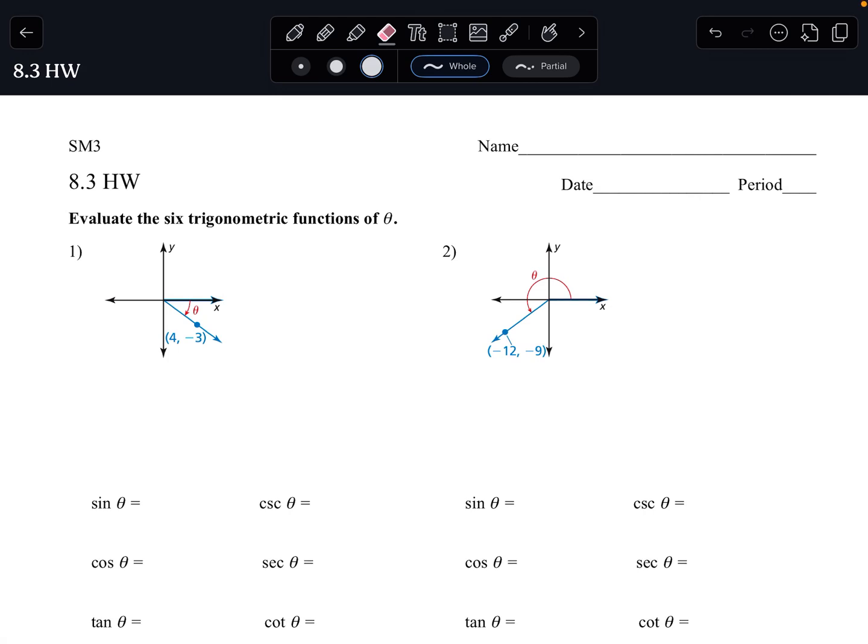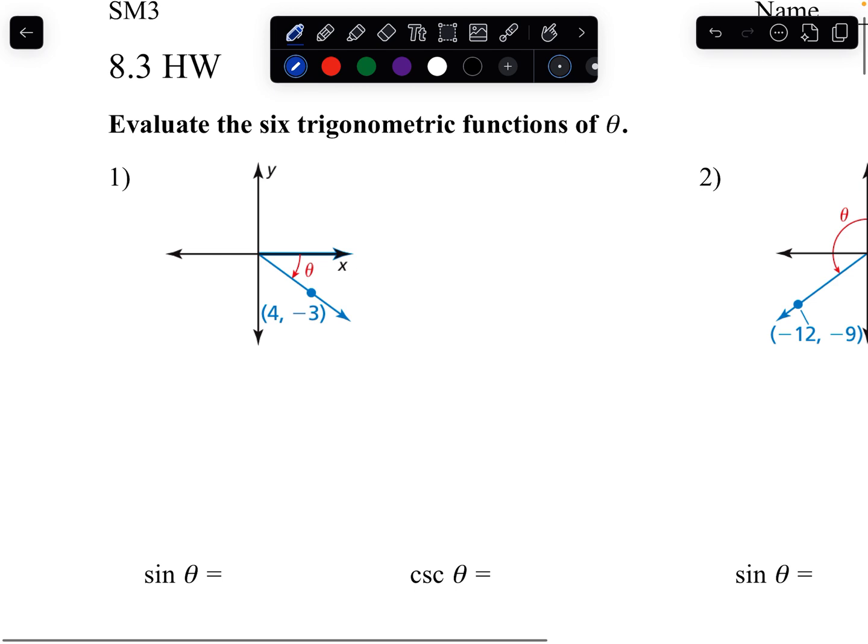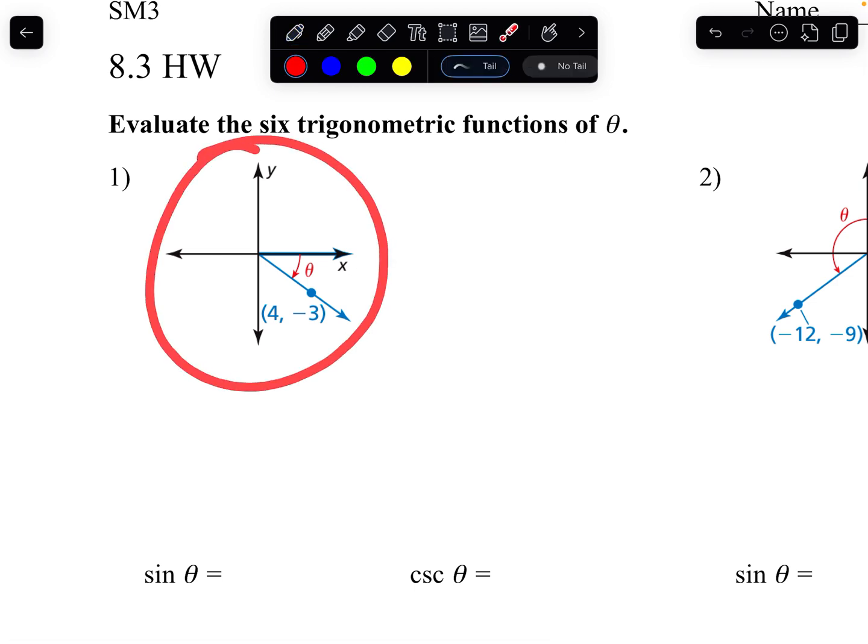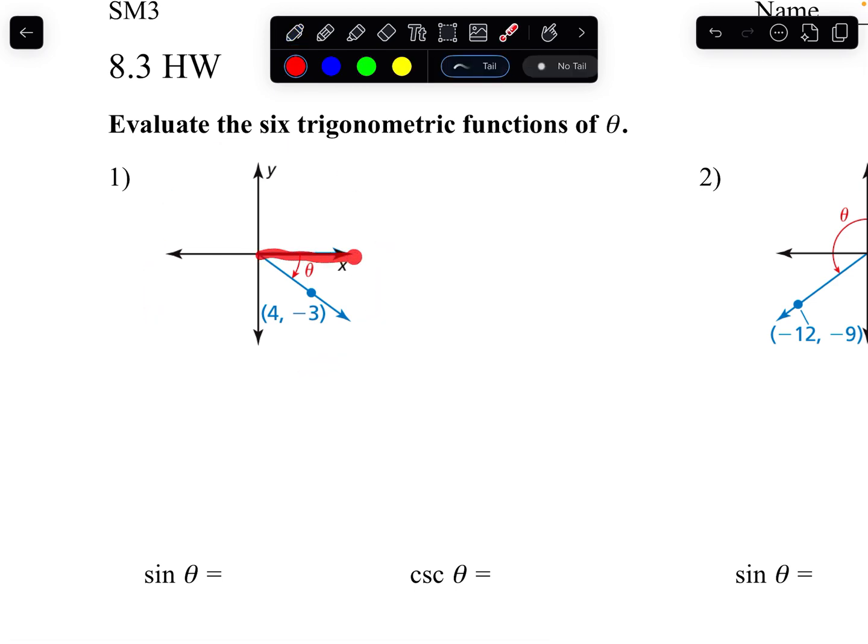Hey guys, I'm going to go through the 8.3 homework, some trigonometry. Evaluate the 6 trigonometric functions of theta. So we have a coordinate plane, we have the two sides, the initial side and the terminal side. Theta has rotated clockwise to this position right here.